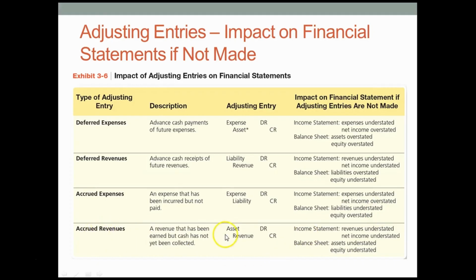And then accrued revenue, again, we are adding or recognizing revenue that we need to through the adjustment and adding a receivable asset. So on our income statement, if we fail to do this, the revenues will be understated, the net income will be understated, and our assets will be understated because we should have a receivable, but we don't, and therefore our equity will be understated because we didn't include an asset in what the company owns, and so therefore we're understating what the business owners own because we didn't include something that the company actually has rights to.